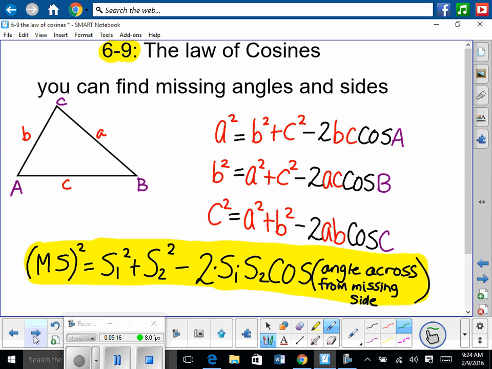So this is how I look at it, because then I don't have to memorize all of those and then try to figure out what's what. You know what I mean? Just like I don't memorize the Pythagorean theorem as a squared plus b squared is equal to c squared. I say side 1 squared plus side 2 squared is equal to the hypotenuse squared. Does that make sense, everybody? Do you have this down? Yeah? Okay.